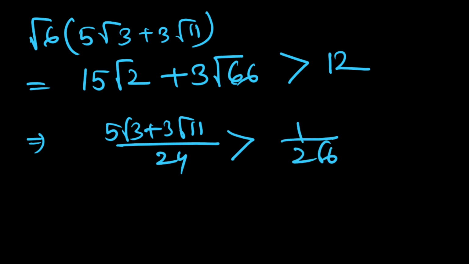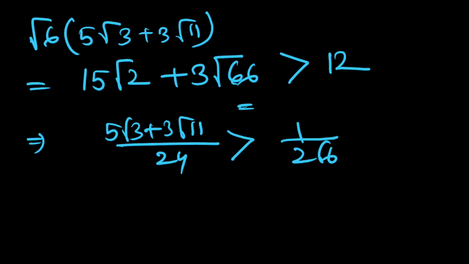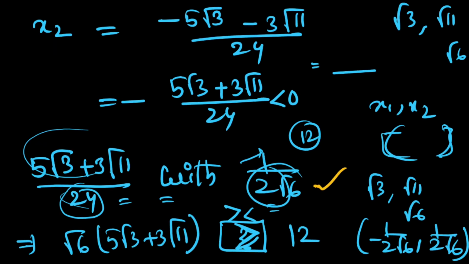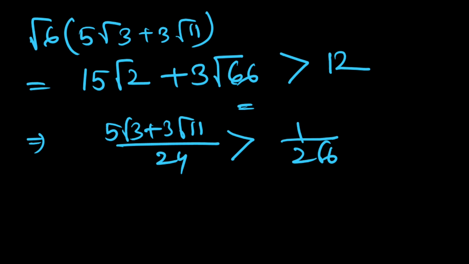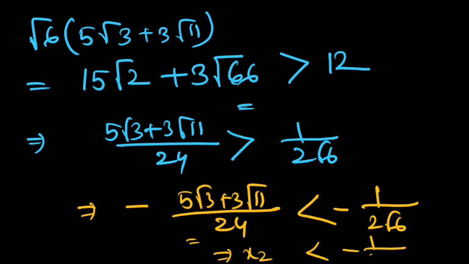because we get this number from here. So therefore we straightforwardly say that this number is strictly greater than 2 root 6. That means minus (5 root 3 plus 3 root 11)/24 is strictly less than minus 1/(2 root 6). That is actually our x2 value. So x2 is less than minus 1/(2 root 6).